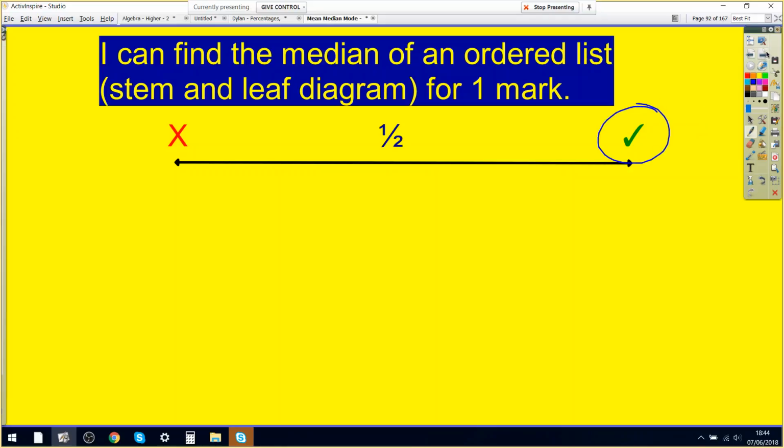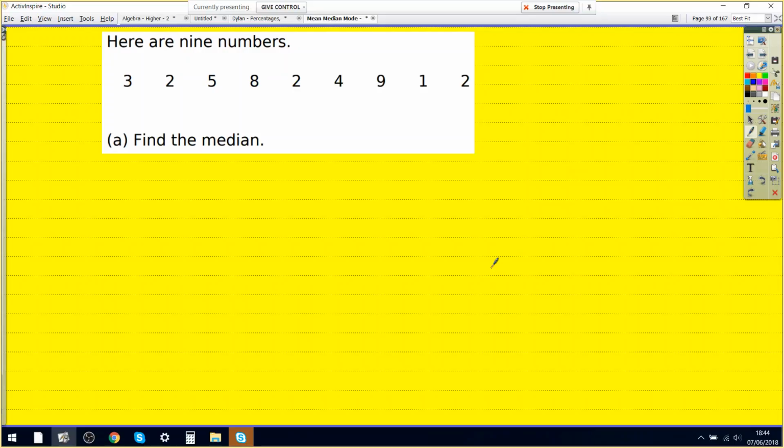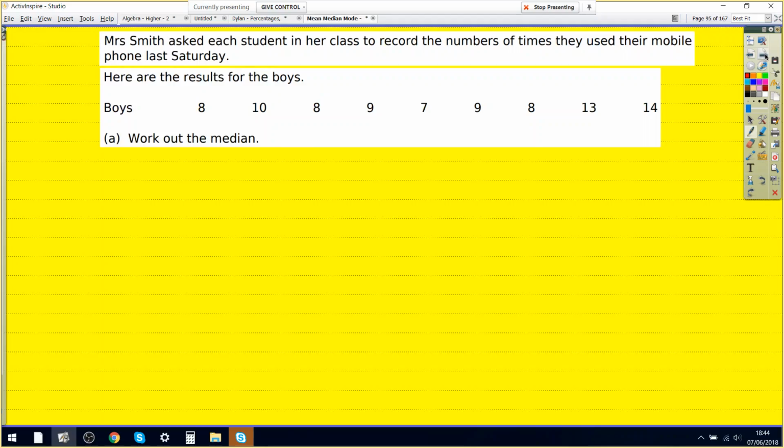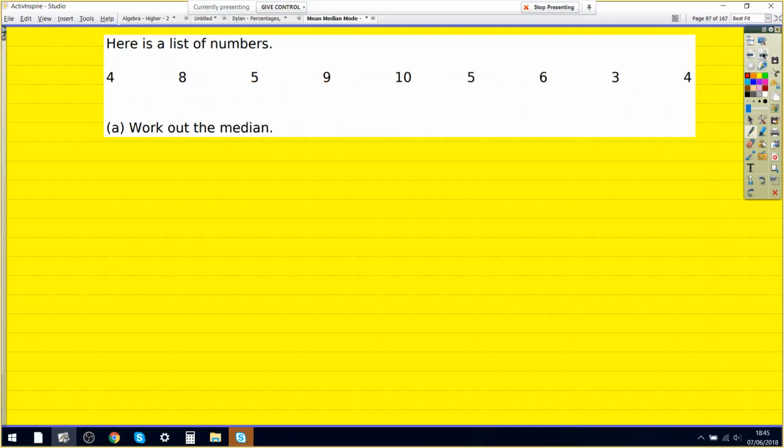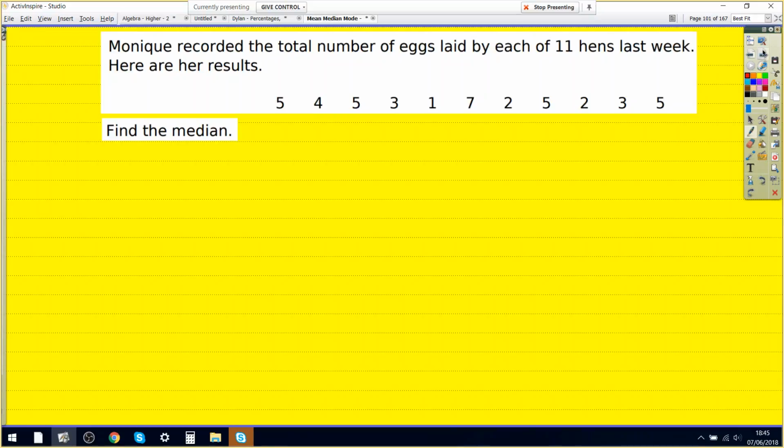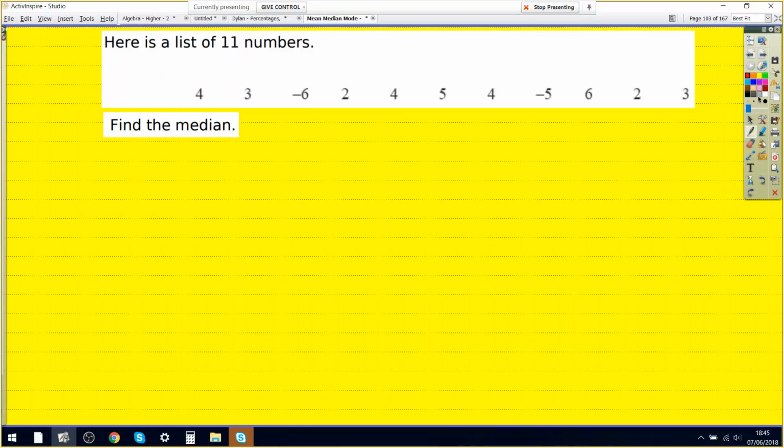Tick. Okay, find the median. So the list would go 1, 2, 2, 2, 3, 4, 5, 8, 9. So the median would be 3. Well done. So same idea.